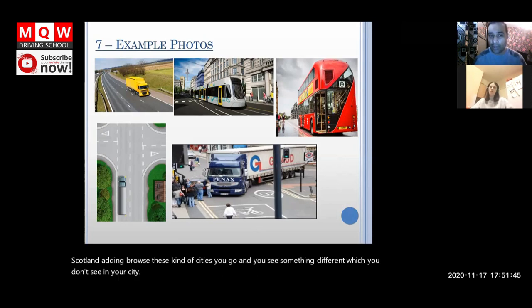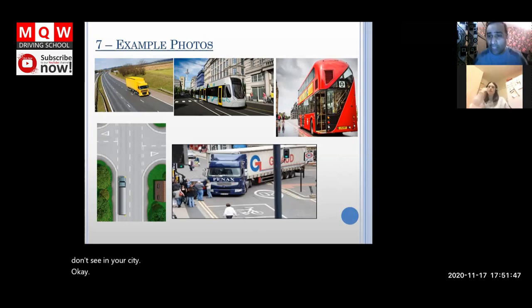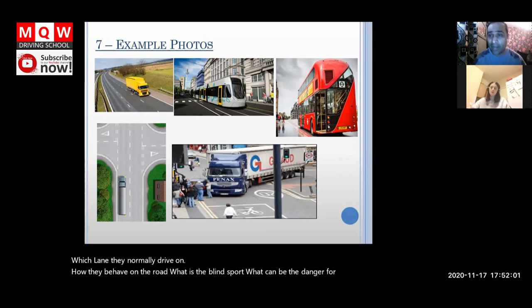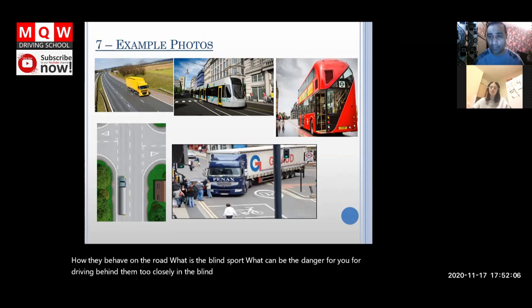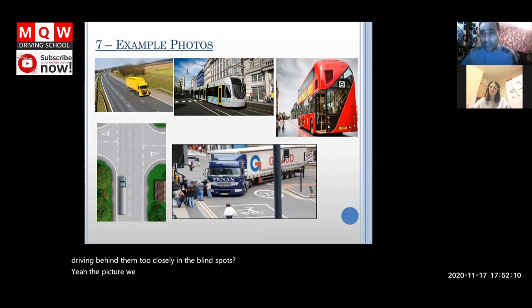Okay. And also how these vehicles drive, what speed they drive, which lane they normally drive on, how they behave on the road, what the blind spot is, what can be the danger for you for driving behind them too closely in the blind spots. Like the picture we saw before, if you drive behind the lorry too close, the driver cannot see you. So you are in a vulnerable position.